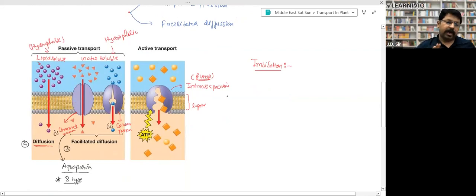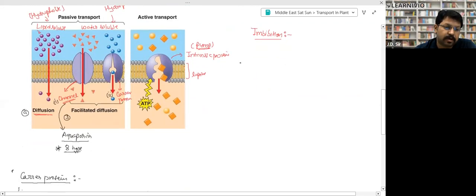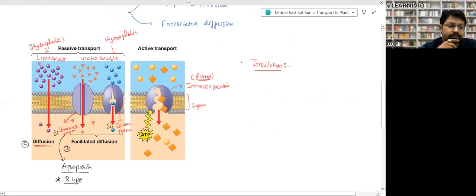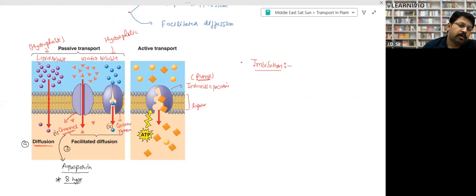Now, here with the help of this diagram, I have tried to show the active and passive transport. Look, this is the passive transport and this is the active transport. Passive transport, I have told you, may be of two types: simple diffusion and facilitated diffusion. If the substances are lipid soluble, meaning hydrophobic, they are transferred simply by diffusion through the lipid bilayer, right?